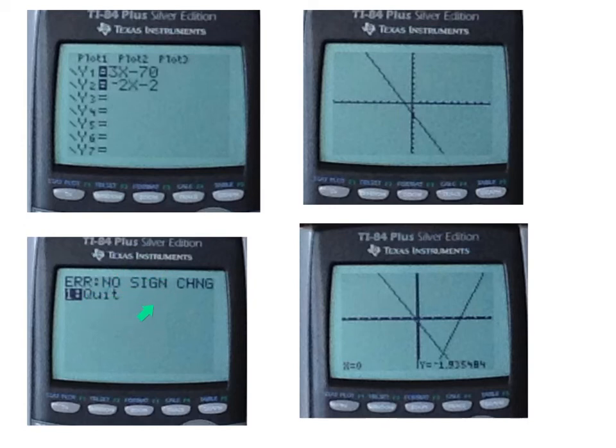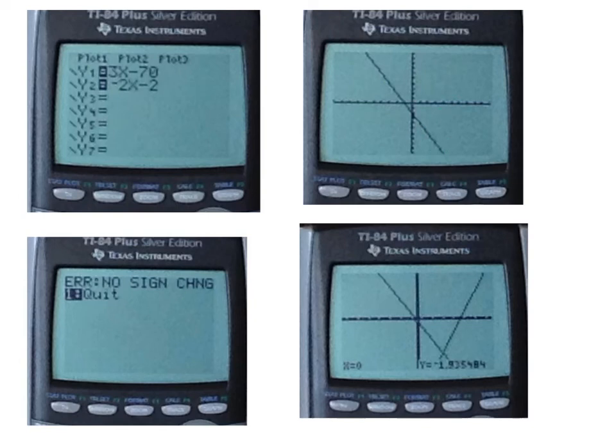And what this error, no sign change, is telling you is I can't find an intersection on my screen because I only have one line on here. I don't have 2 to intersect. So the calculator's only looking at the screen, whatever size you make it. If it can't find an intersection on that screen, it will give you this error.